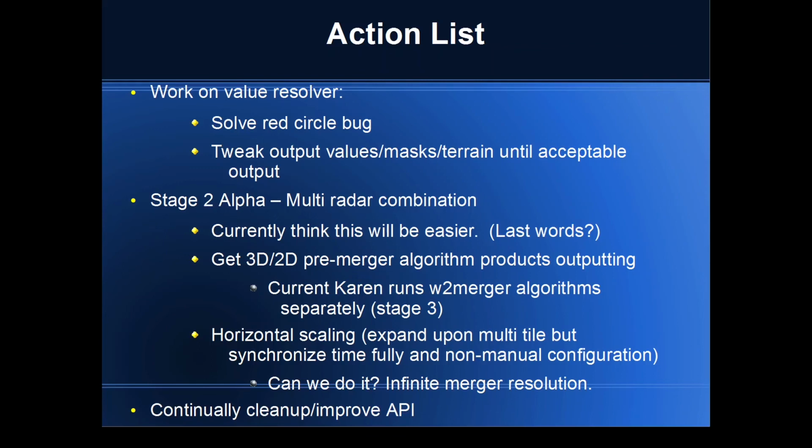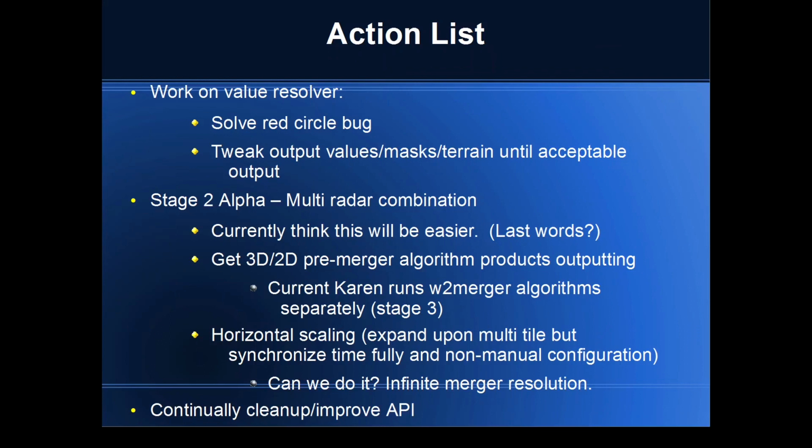We're wanting to shift soon to getting stage 2 going, where multiple radars are combined into a final product. In theory, this should be easier. This will output at least the 3D, 2D merged products as lat-long grid data, which will allow current W2merger stage 3 to run on them. There are some ideas on how to horizontally scale out stage 2 in a way that will work better than the tiling method we're currently using with W2merger.